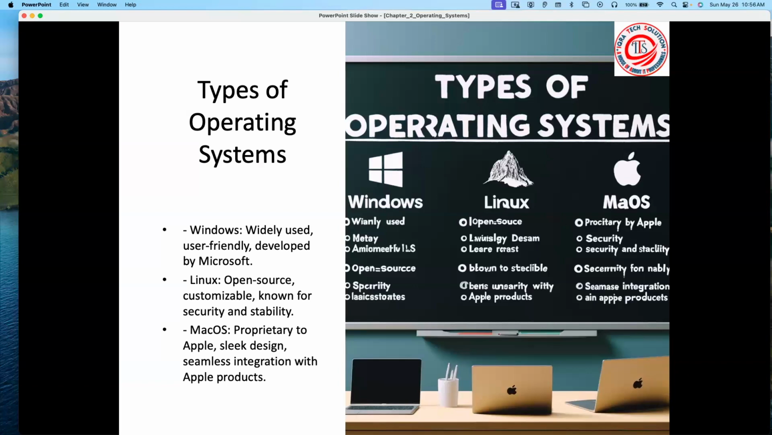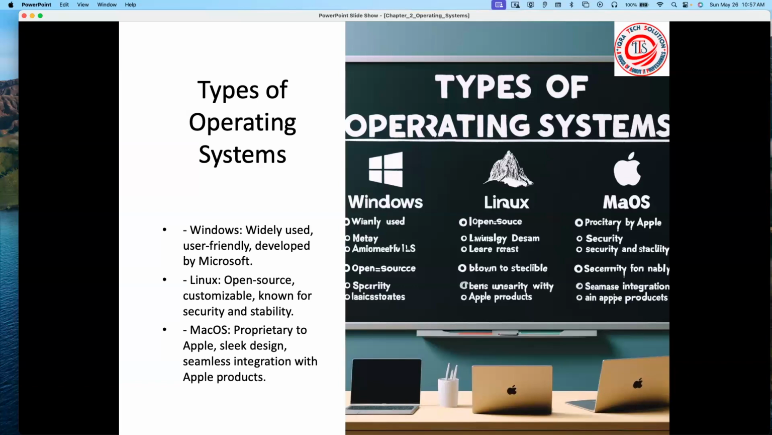Number two, we have Linux. It is an open source operating system, meaning it is free to use and modify. Linux is highly customizable. It's favored for its security and stability. Popular distributions of Linux include Ubuntu, Fedora, and CentOS. If you are into programming or server management, you have probably heard of Linux.